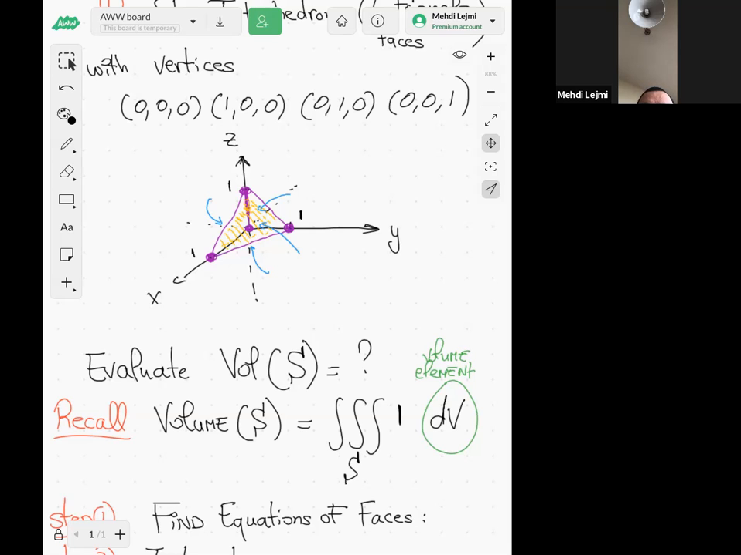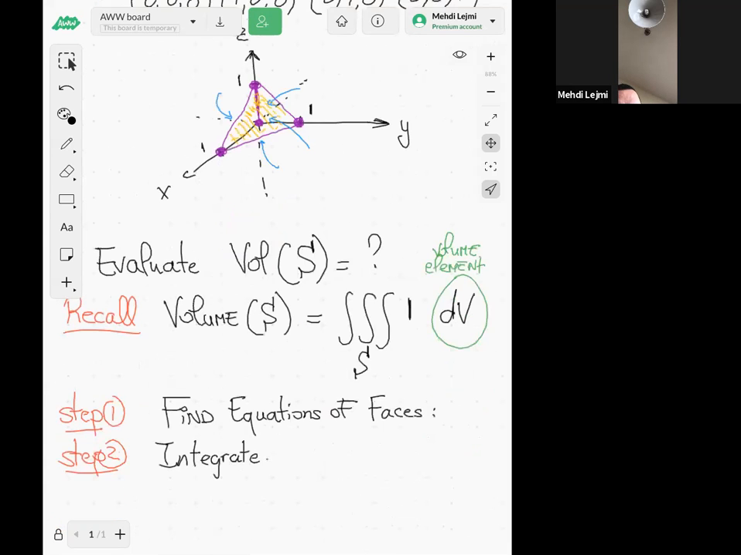Did anyone find the answer, the volume of this tetrahedron? All right, okay, so probably I'm going to solve this.